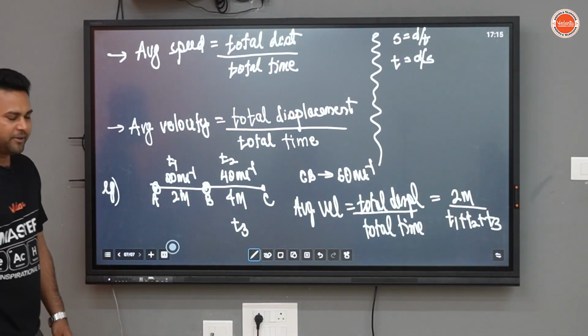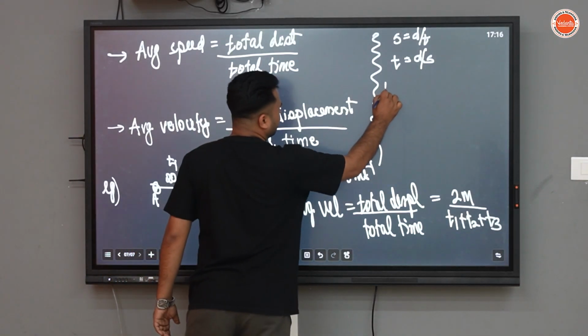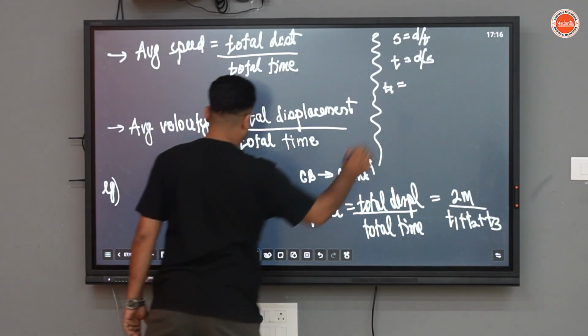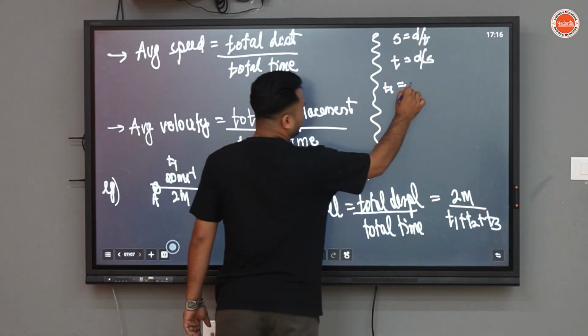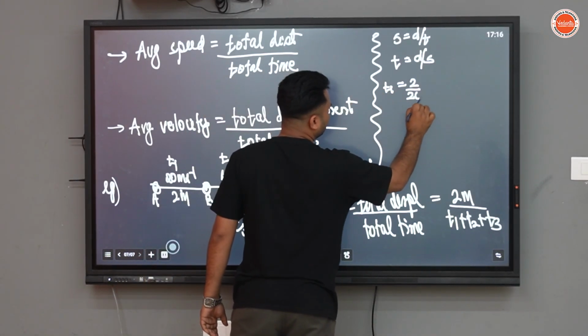Time equals distance by speed. So for the A to B journey, if I calculate time, that is T1. So distance is how much? 2 meters, by speed. Speed is how much? 20. So 2 by 20.